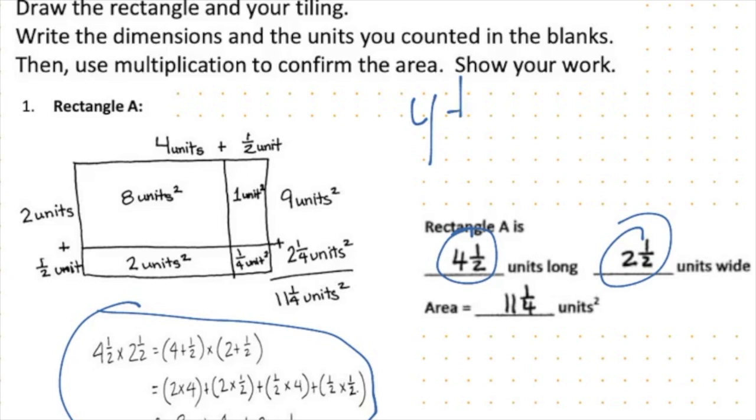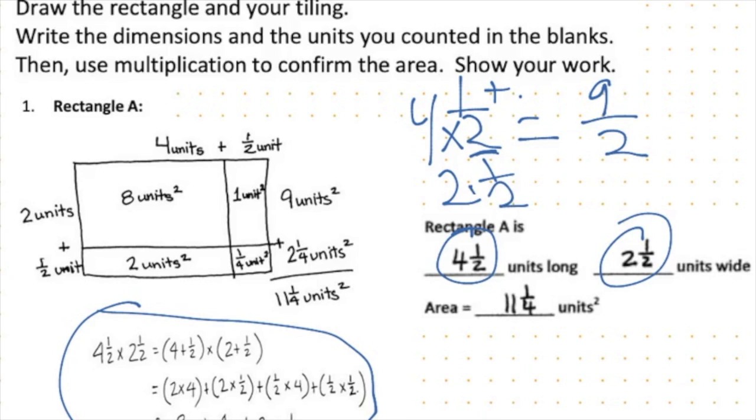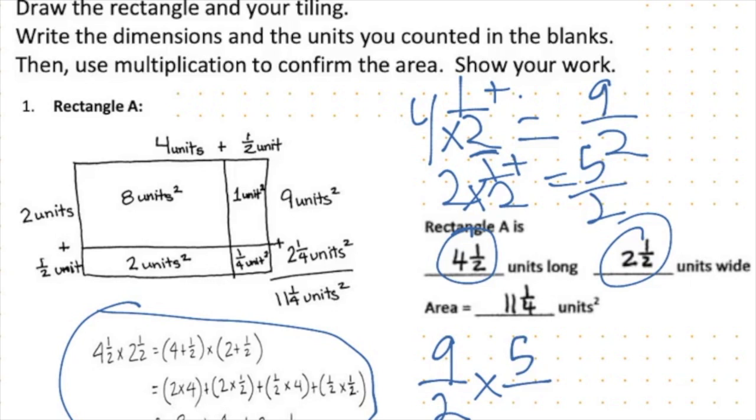4 1/2. So what do we do first? We multiply 4 times 2, which is 8, and then do 8 plus 1, which is 9, and you keep the same denominator, 9 halves. For 2 1/2, you multiply 2 times 2, which is 4, add the 1, which is 5, and that gives us 5 halves. So we are multiplying 9 halves times 5 halves.